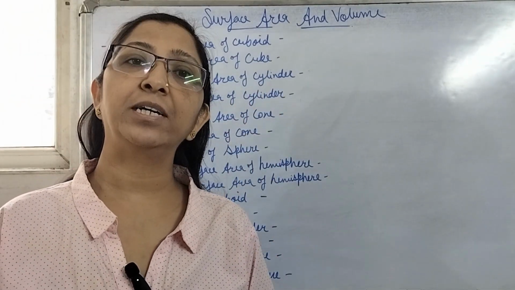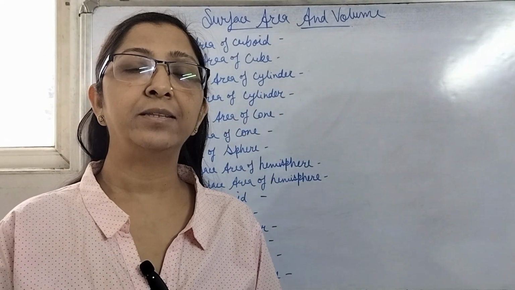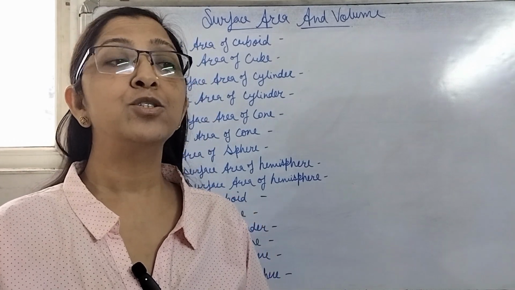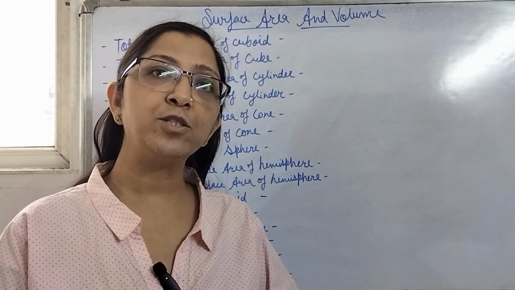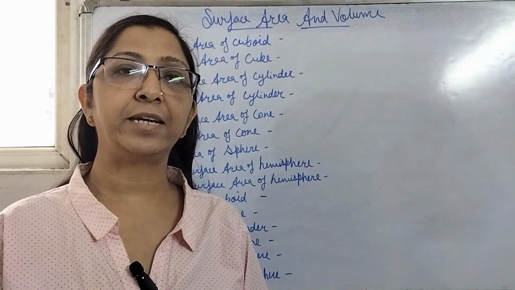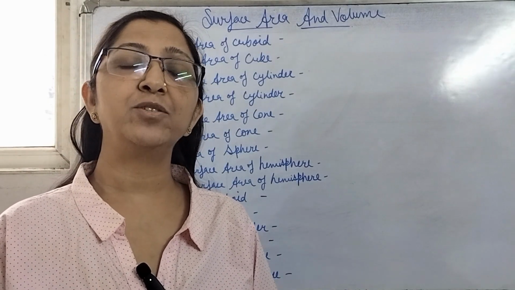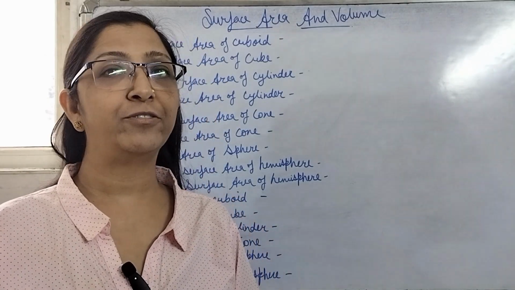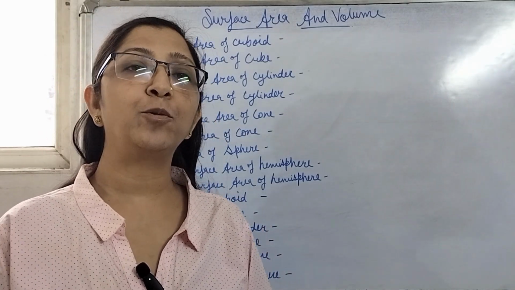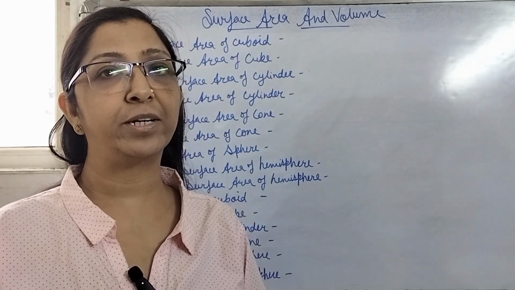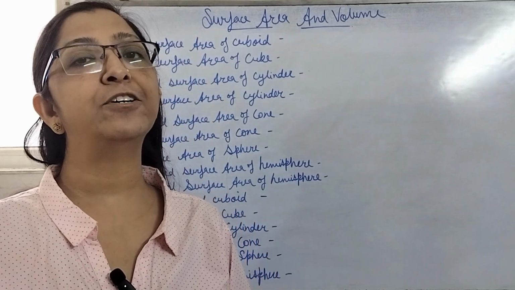But whenever we are talking about a three-dimensional figure, that is your solid figures, we are using the term surface area. So area is basically the space occupied by the plane figure, like your square, rectangle. For all these types of figures, we use the term area. But whenever we are talking about a solid figure, like your cube, cuboid, cylinder or cone, we use the term surface area.